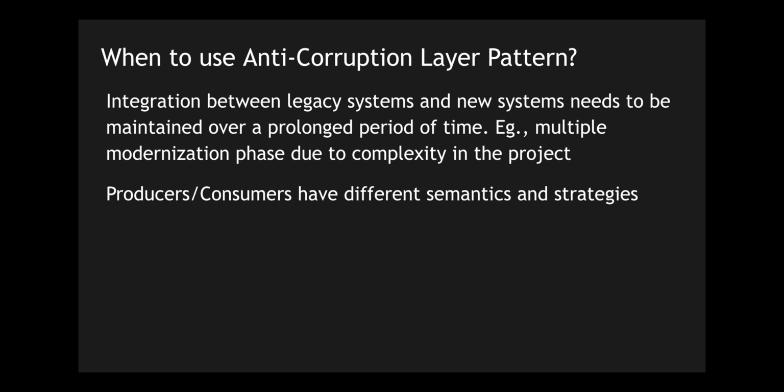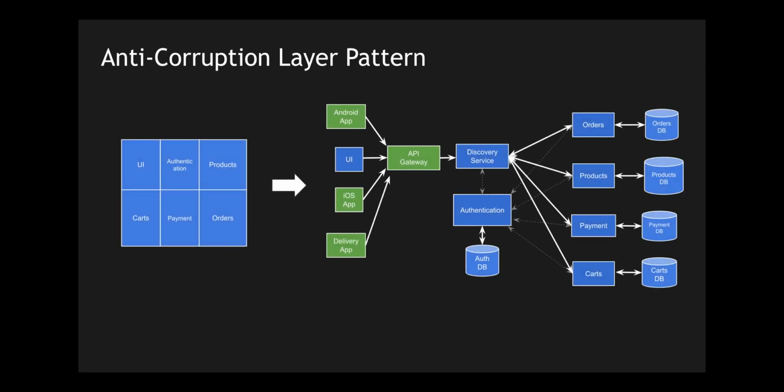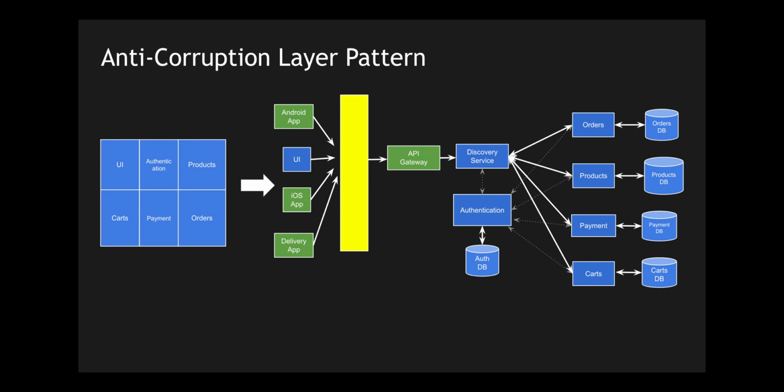Now, what does this anti-corruption layer really mean? Let's bring the existing architecture which we saw. I'm going to introduce a new process or a new service called the anti-corruption layer or anti-corruption service. Generally, this particular service is an adapter or a facade which will plug into the existing data model, and it will convert the existing data model into the new data model or API design.